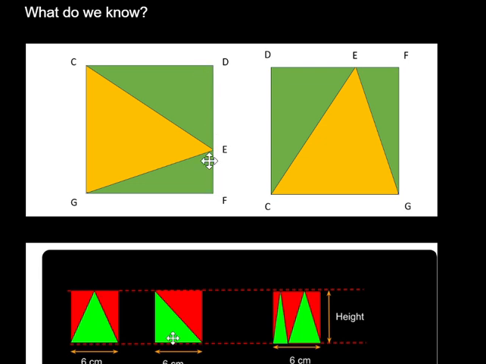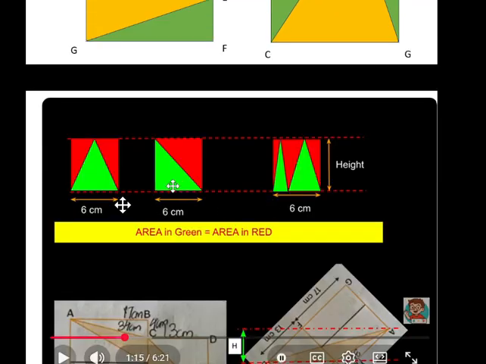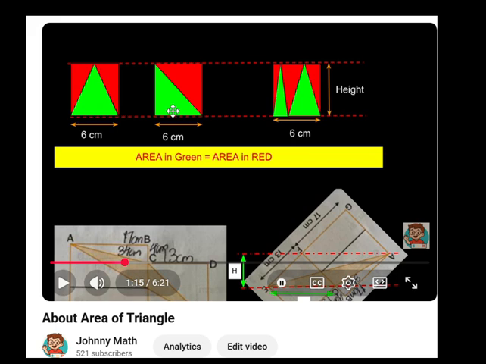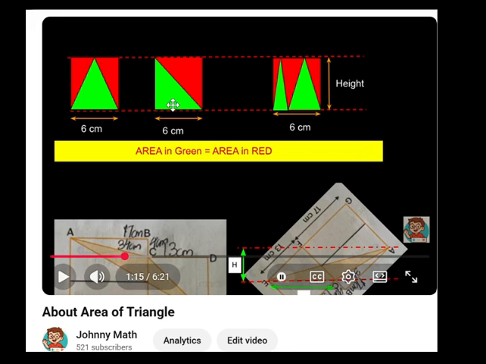you can safely say that the area of the green area is the same as the area of this orange area. Similarly, the area of this green area is the same as this orange area. This is always true. That is the reason why area of triangle is always half times base times height, because it's half of the rectangle or the square. If you are not familiar with this concept, I have a video called the area of the triangle which explains this concept in more detail. I will put the link into my description.